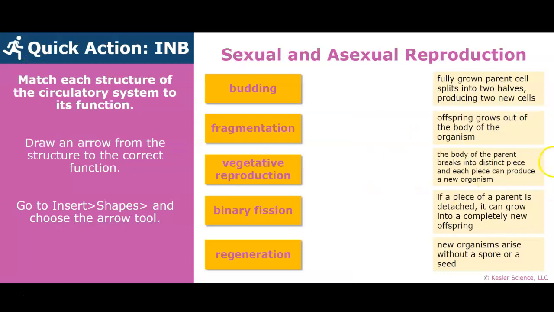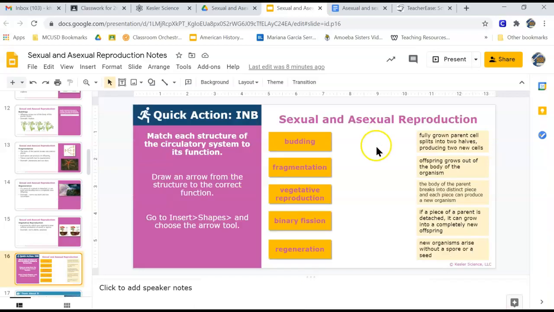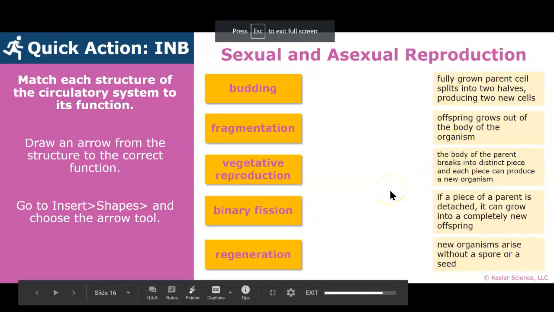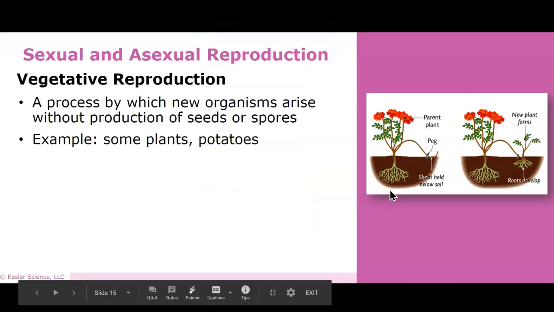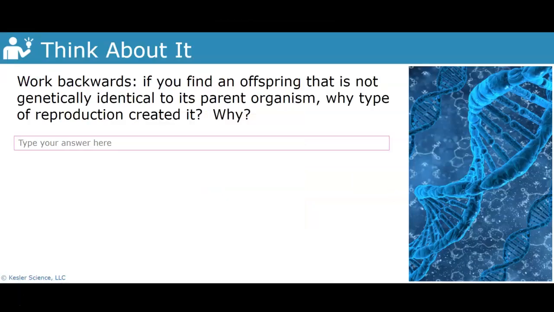You're going to draw lines. You'll go into where you can work through or you can edit, go here, you can pull a line and make sure that you're drawing lines between the correct words and their definition. Okay, so if you find an offspring that's not genetically identical to a parent organism, what type of reproduction created it? And you need to tell me why you know that.